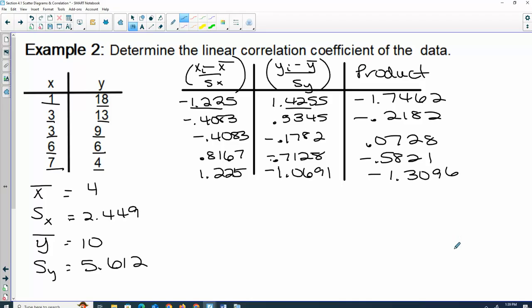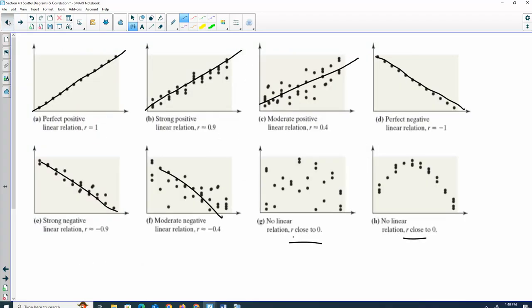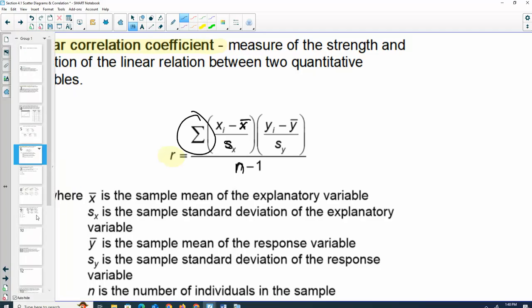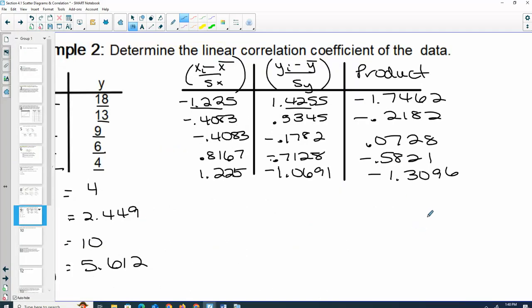Alright, is this all the calculation? Absolutely. Are we going to do every problem by hand? No. But do we understand our formula so far? Okay, and then the formula says, what does this symbol mean? Yes, we add those up. So I'm going to add that column.